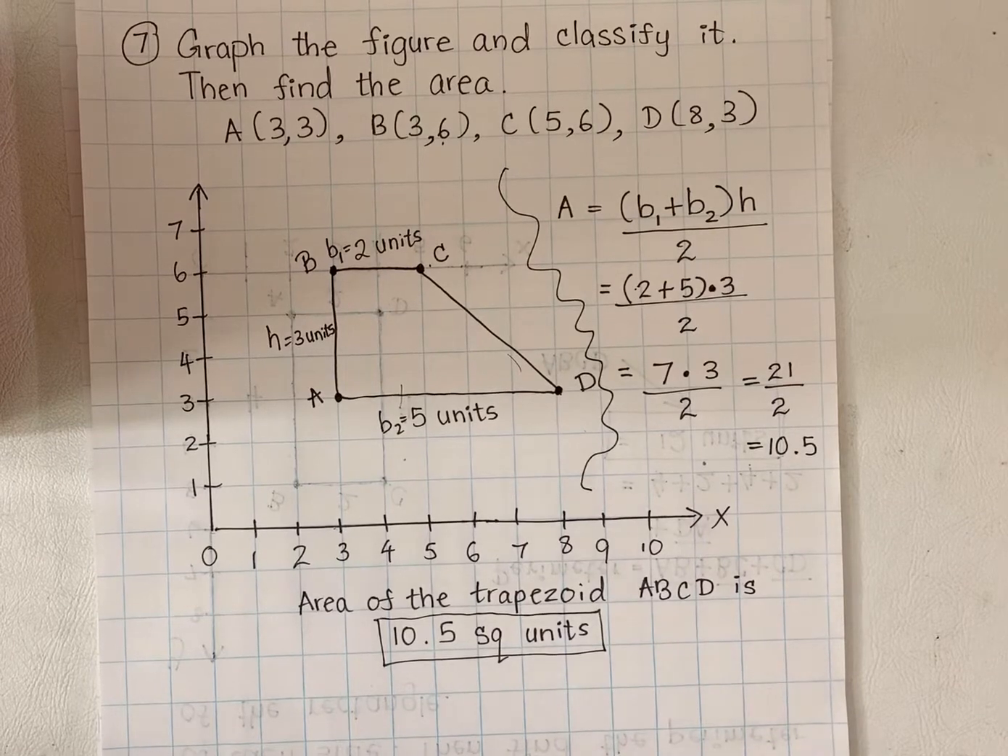And now that is all for area. But carefully read the problem because you might have some problems that are asking you to find the perimeter. Perimeter is the distance around the figure. So in that case, you will have to add each side length of the figure and find the total, and that would be your answer.